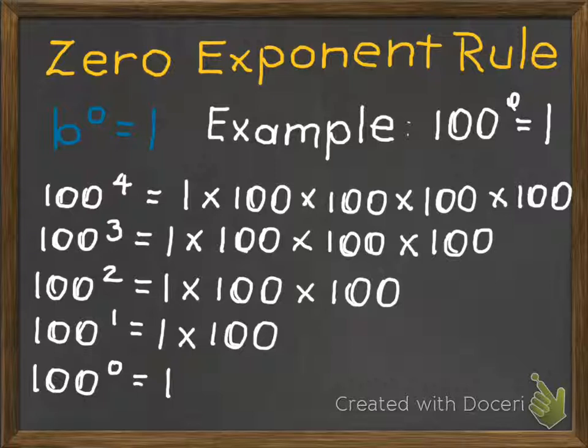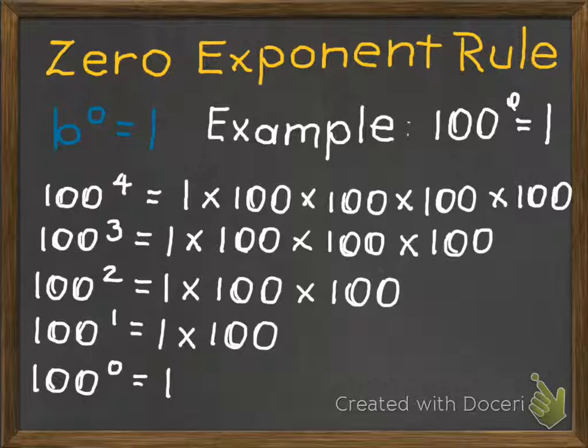Similarly, 100 to the power of 3 is 1 times 100 times 100 times 100. So 100 is a repeated factor 3 times. 100 to the power of 2, 1 times 100 times 100. 100 to the power of 1, here we just have 100 as a factor once. It's 1 times 100. Now, what about when we have 100 to the power of 0?